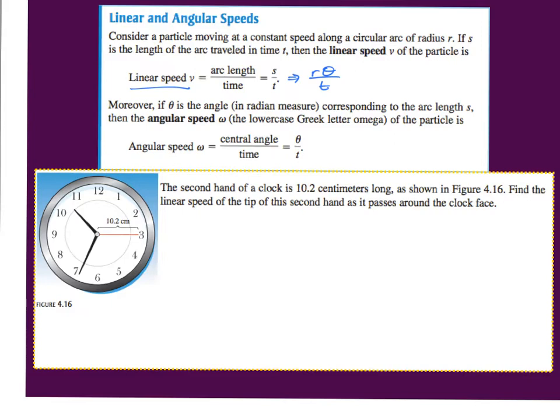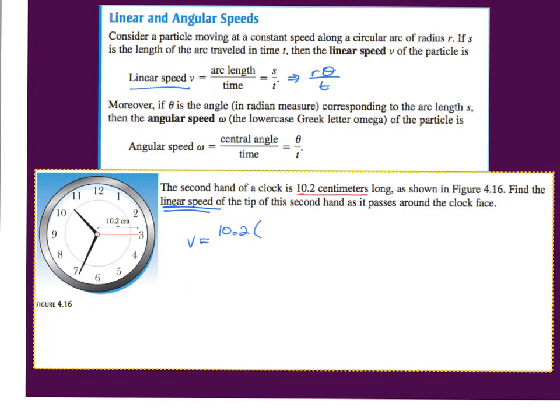Good. Now I need another reader for my clock. Pick somebody. Marley's got it. The second hand of a clock is 10.2 centimeters long, as shown in figure 4.16. Find the linear speed of the tip of the second hand as it passes around the clock face. Fantastic. So what are we finding? We're finding linear speed. And how do we find linear speed? Arc length over time. So what's my radius? 10.2. That's the radius of my second hand.